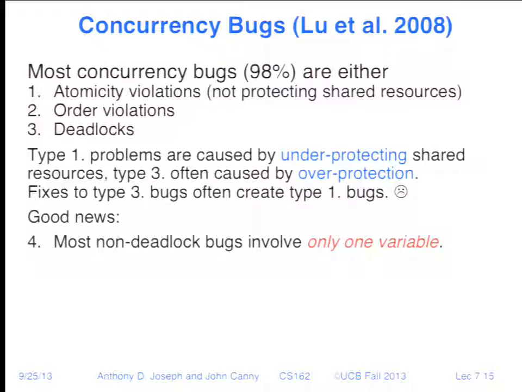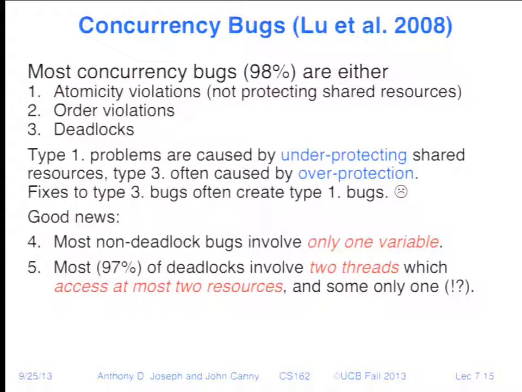The good news is that most non-deadlock bugs involve only one variable, surprisingly. And 90% of the deadlock problems involve only 2 threads and 2 resources. And some deadlocks involve only 1 resource and 1 thread. I'm going to come back to that because it's very counterintuitive, but it's actually simple to fix, though it's a problem that shows up often.